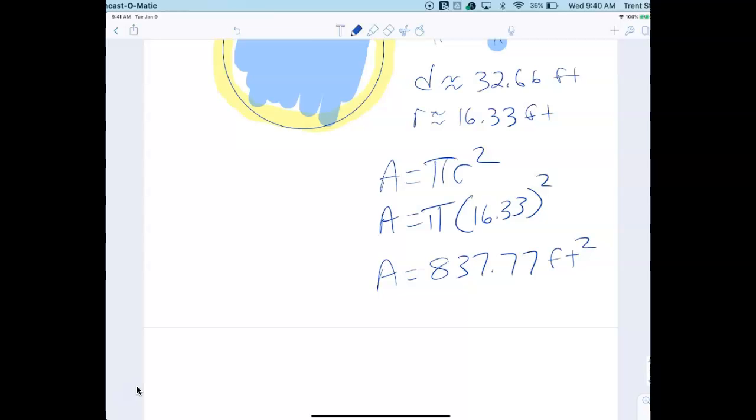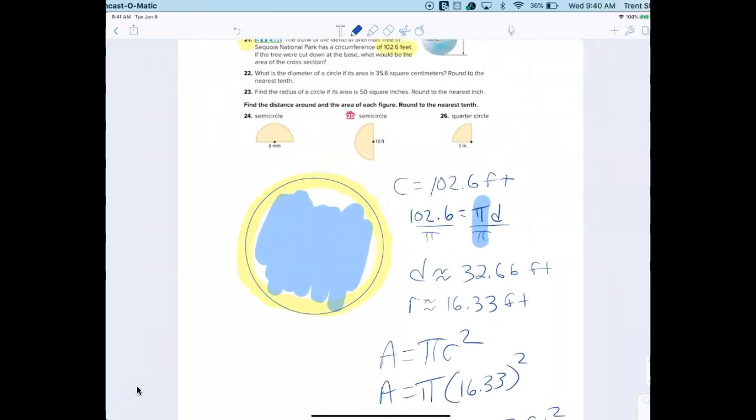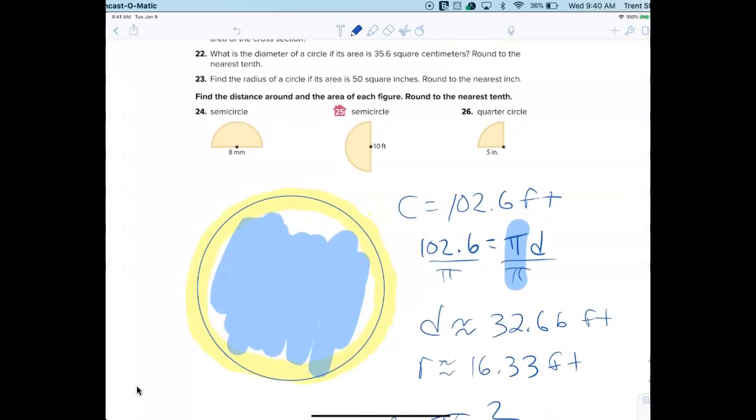Now, the last thing I want to do with you is look here at question number 24. How do I find the area of that guy? First you form a full circle, and then find the radius. No, come on. I want you to just be able to tell me, how do I find that area? It's simple. You divide by 2, because it's half of a circle. So it's just pi r squared divided by 2.